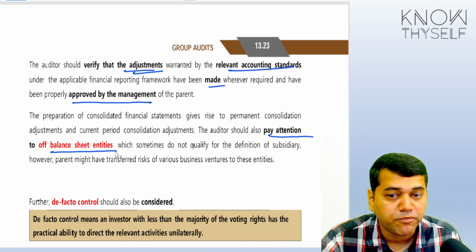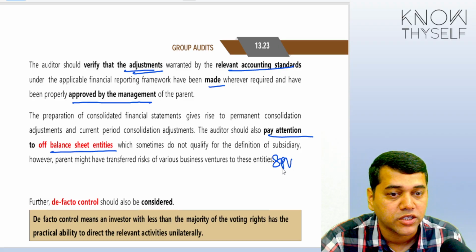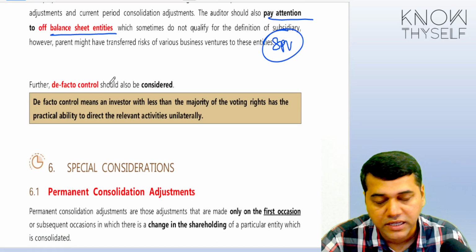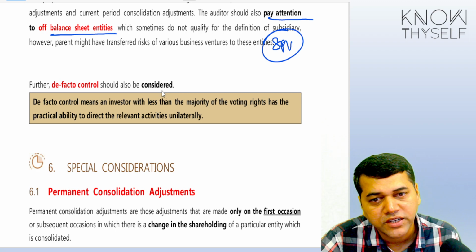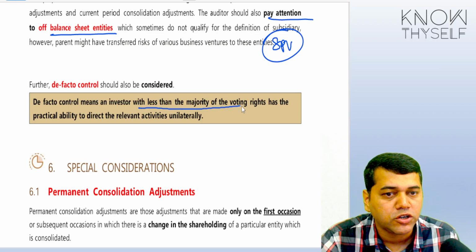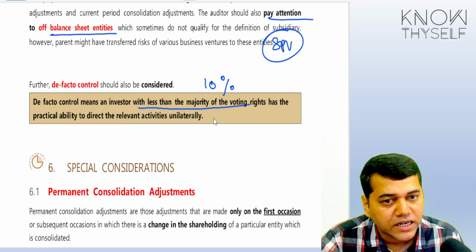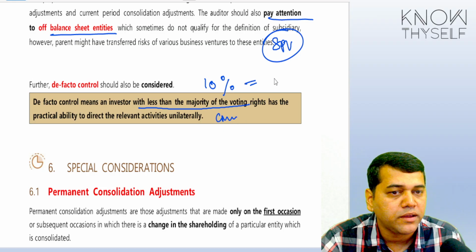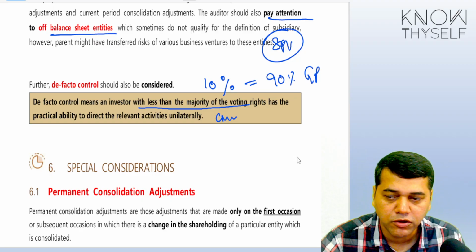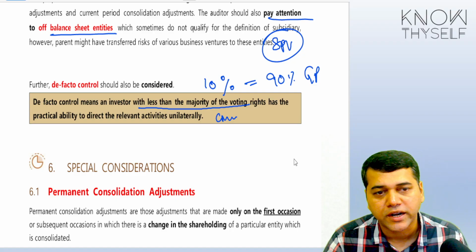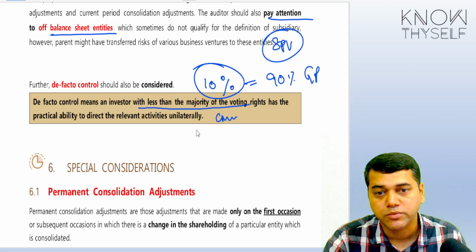Pay close attention to off-balance sheet entities. What is this? Special purpose vehicles. Something is not sitting in the balance sheet or consolidation, so we pay special consideration. And further, de facto control should also be considered. So what is de facto control? An investor with less than the majority voting power, say for example 10%, is practically able to direct the relevant activity unilaterally by controlling the composition of the board of directors. Why? Because 90% is held by the general public and nobody is attending your annual general body meeting. Even though they attend, they don't have unanimity, they don't have any contract among themselves. So who appoints the board of directors? This person holding 10%. So such de facto control has to be given special consideration.